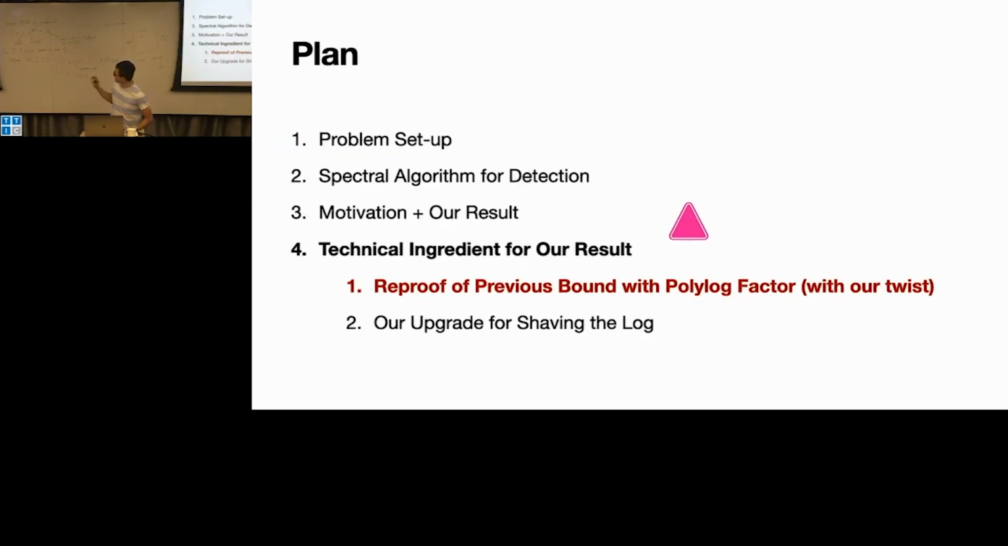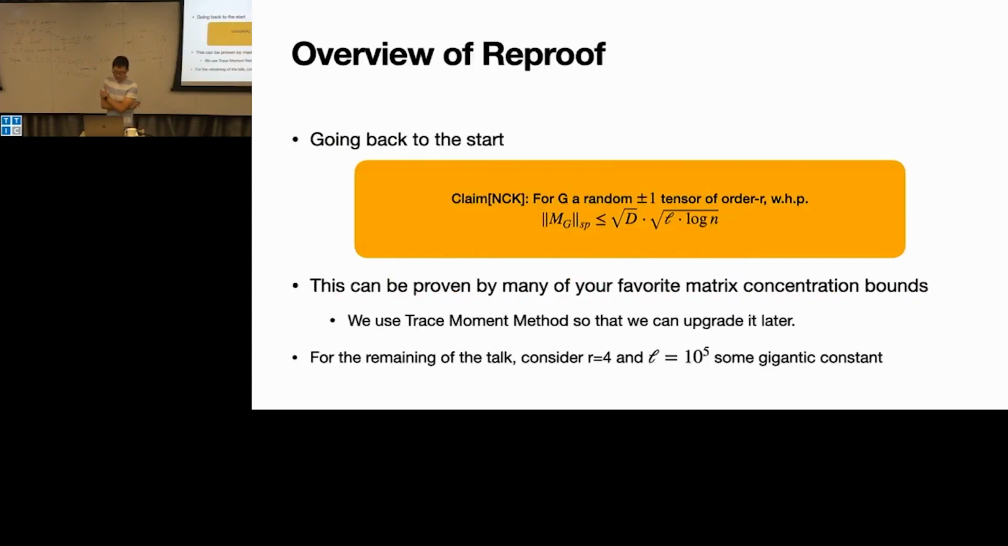So I'm going to quickly sketch the technical ingredients for our result, but don't worry if you get lost. It's very combinatorial, but I hope you might like it. To show you how to improve from the previous bound, we are going to give you a reproof of those bounds with the polylog factors, but with our own twist.